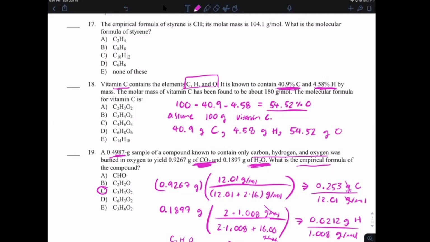And then from here, now that we have all the grams, what we should do is convert everything into moles, and we can do that just using the molar mass. So let's divide this by the molar mass. Divide this by the molar mass. Divide this by molar mass.